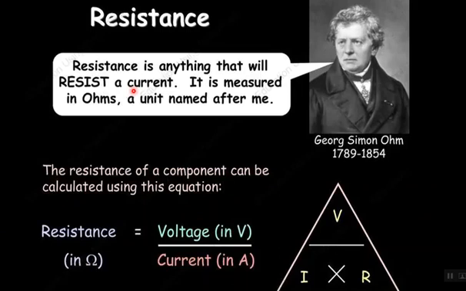And once again, that picture in the beginning where the guy was pulling on a rope, making it more difficult for the current to flow. Anything that resists the current is measured in ohms, a unit named after this guy called Ohm. He discovered it. The resistance of a component can be calculated using this equation, Ohm's law. Resistance is voltage divided by current. Here's a triangle: R is V over I, or V is I times R. And this is the formula that you'll use by far the most often.